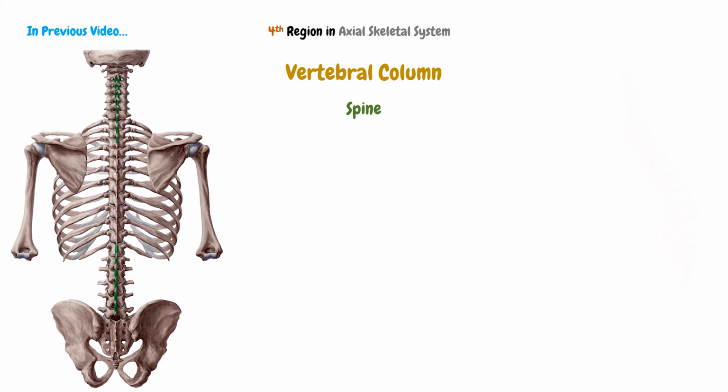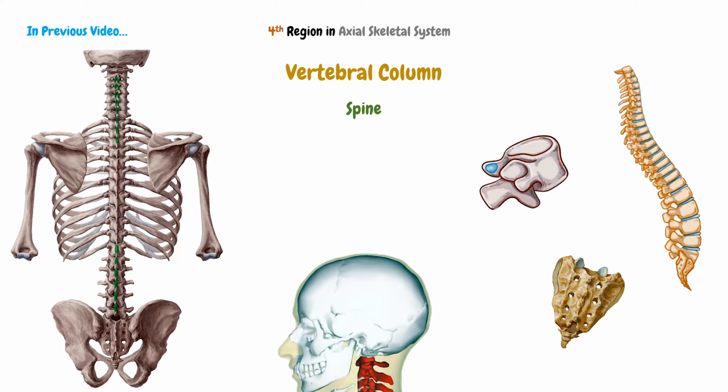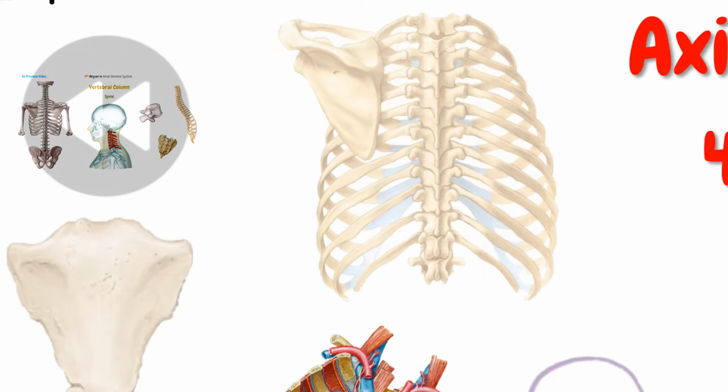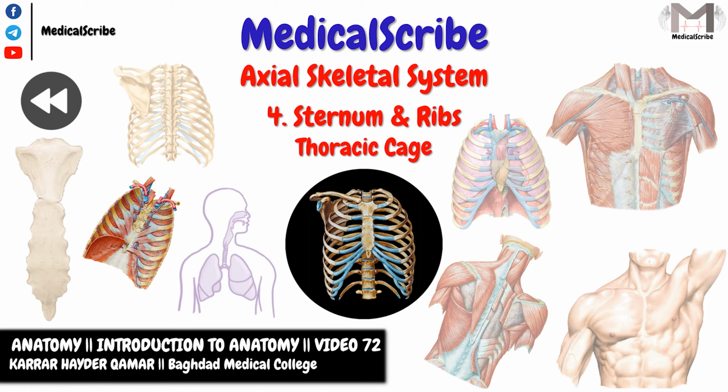In the previous video, we explained the bones of the fourth region in the axial skeletal system, which was the vertebral column, or the spine, and we understood almost all its important details. Today, our talk will be about the bones of the last region in the axial skeletal system, which are the sternum and the ribs. Those will form the thoracic cage.